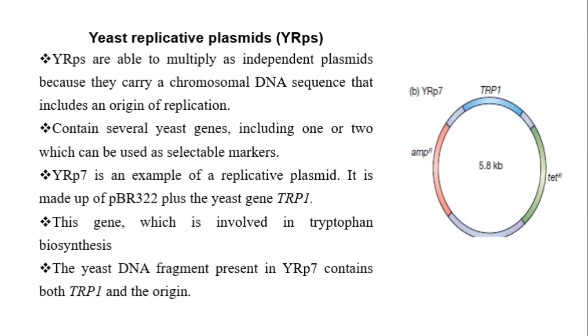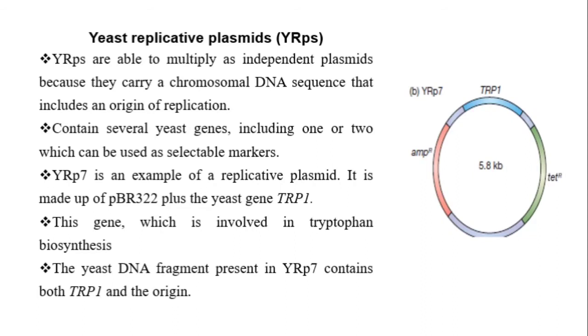Now, as we can see, yeast replicative plasmids can multiply as independent plasmids in the host cell because they carry chromosomal DNA that contains an origin of replication. And YRP contains several genes, including one or two which can be used as a selectable marker.